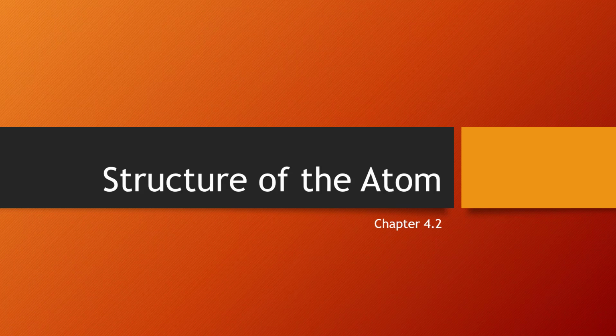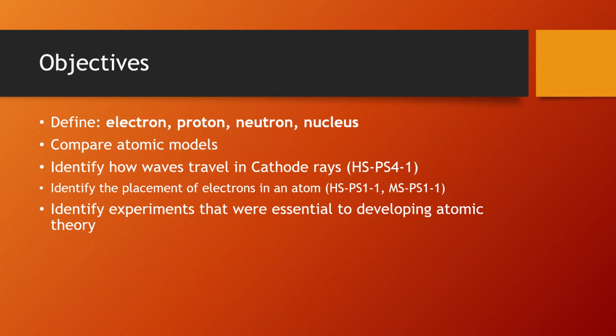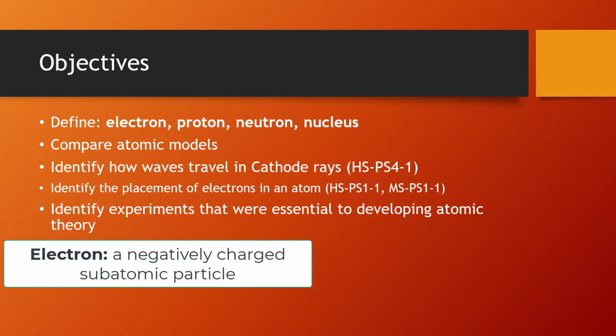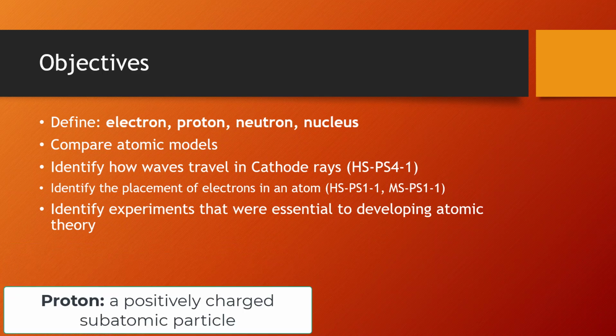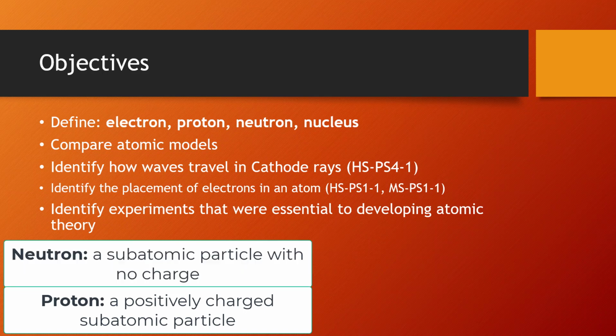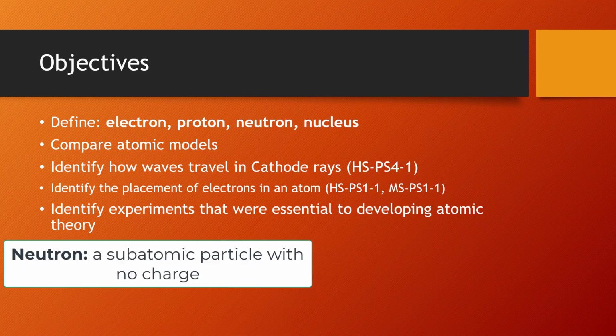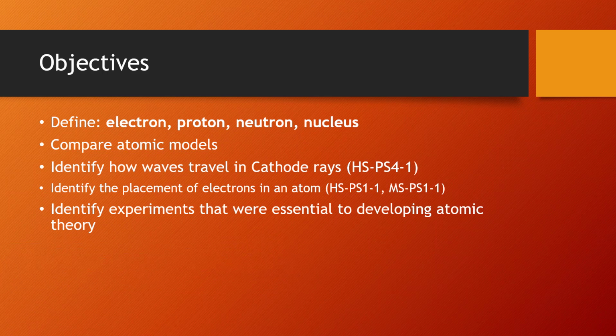This lecture will be on the structure of the atom from chapter 4.2. Be able to define electron, that's a negatively charged subatomic particle. Proton, a positively charged subatomic particle. Neutron, a subatomic particle with no charge. And nucleus. I'll leave that one till later in this video.